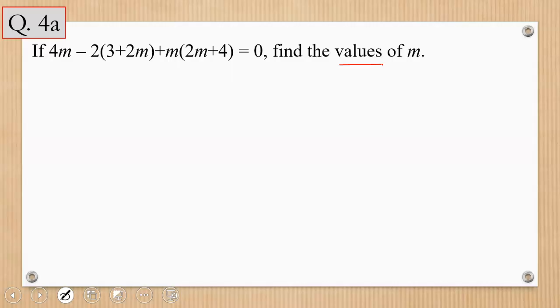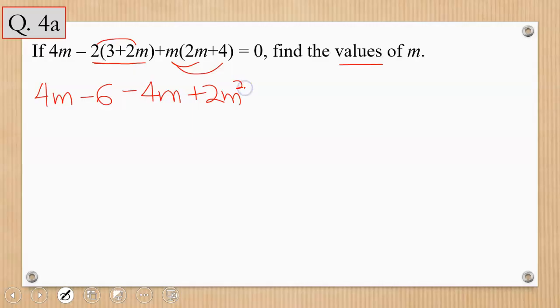So what we'll do, we start with our 4m minus, now these two multiply whatever is inside the bracket, so you're going to have 6 negative 2m. Negative 2 times positive 2m will give us negative 4m. Then this multiplies this, at the same time multiplies that, and so you're going to have 2m squared plus 4m. Everything is equal to 0.